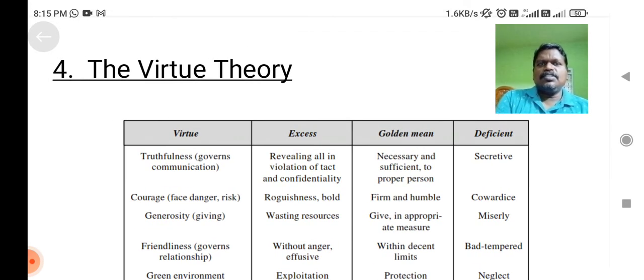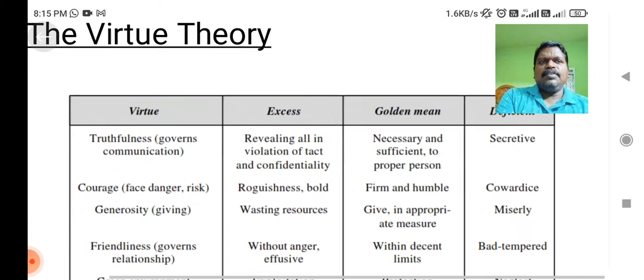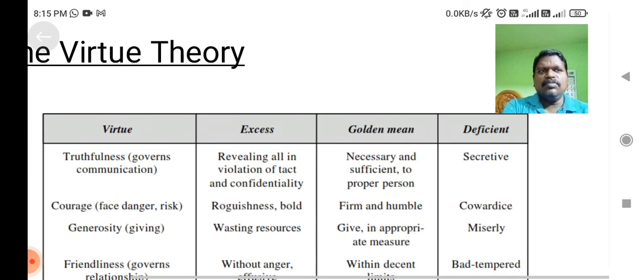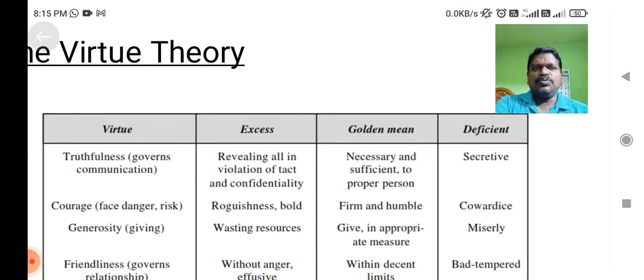So there's a tabulation shown here. We have categorized four columns. First is virtue, the second is excess, the third is golden mean, and the fourth is deficient. For example, truthfulness, if it is taken as a virtue, then excess is revealing all in violation of tact and confidentiality. Then the golden mean is what is necessary and sufficient to the proper person.